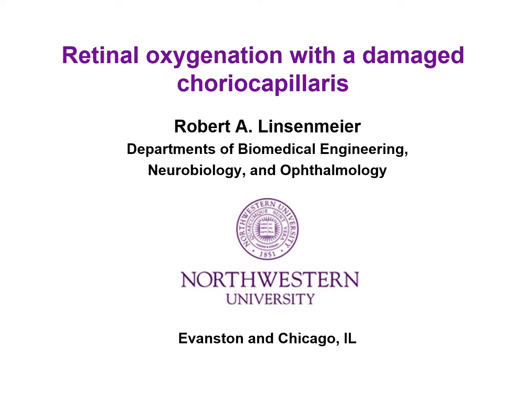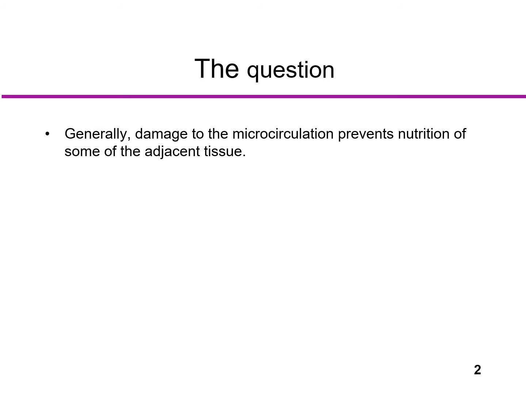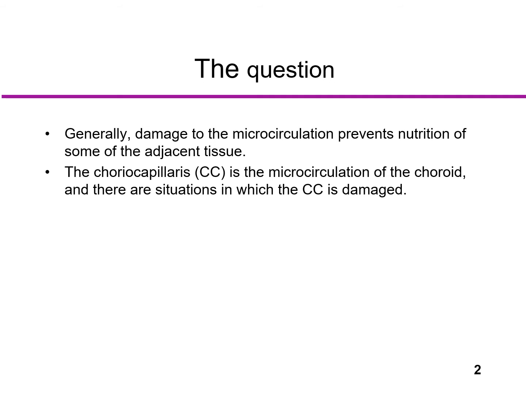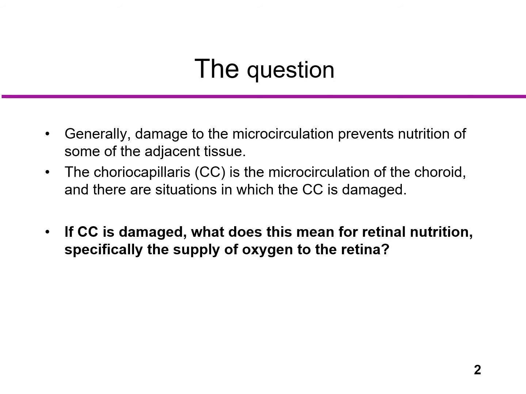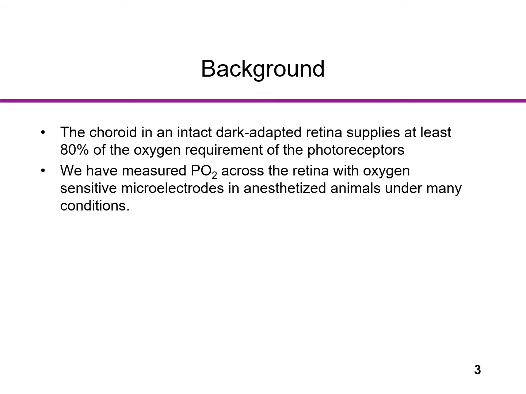This talk is about retinal oxygenation with a damaged choriocapillaris. Generally, damage to the microcirculation prevents nutrition of some of the adjacent tissue. The choriocapillaris is the microcirculation of the choroid, and there are situations in which the choriocapillaris is damaged. If it's damaged, what does this mean for retinal nutrition, specifically for the supply of oxygen to the retina?